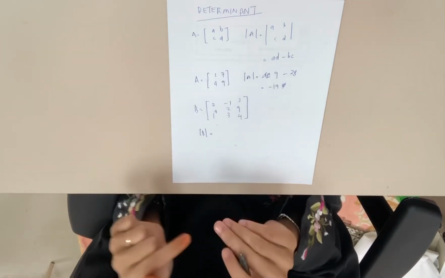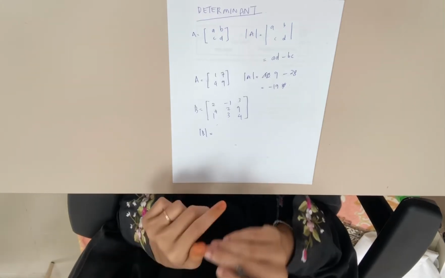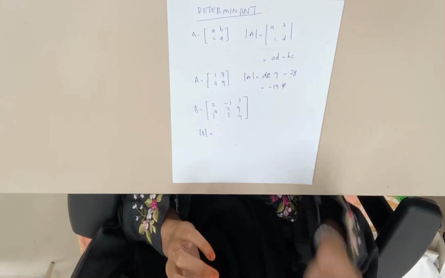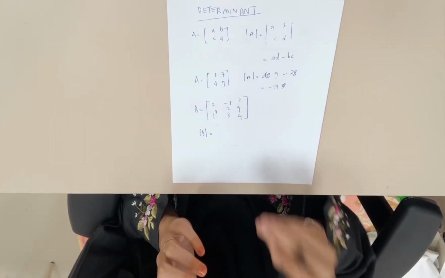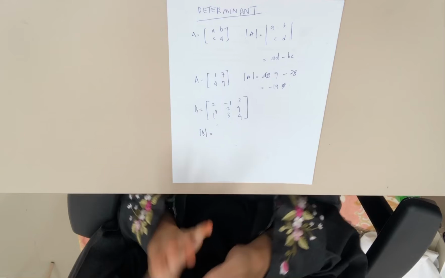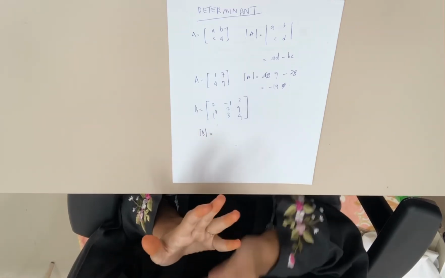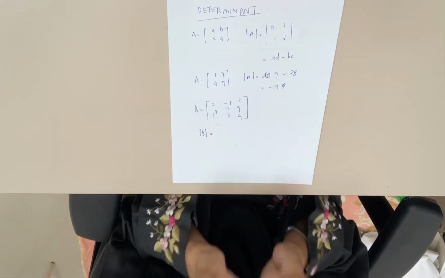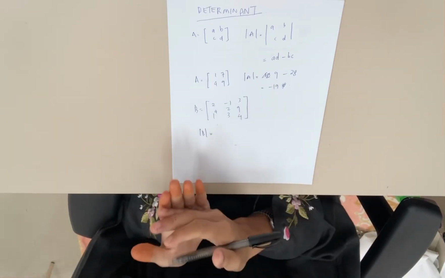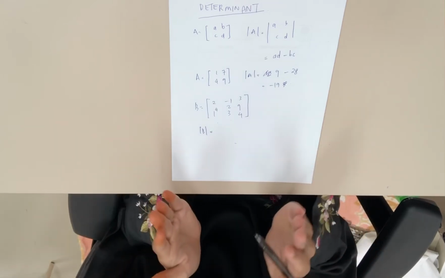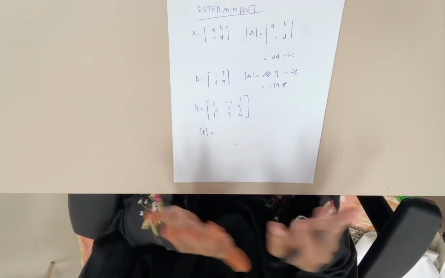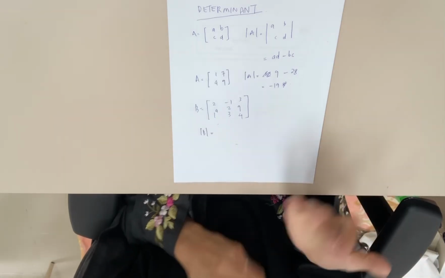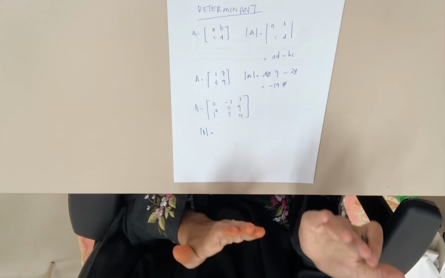Now for matrix B, the determinant of B. You have a 3x3, so you can choose any row or any column. You can choose just one of them, not all. You don't have to choose a row and a column together. Don't do both at the same time. You pick just either one. You can choose whether you want a row or a column.